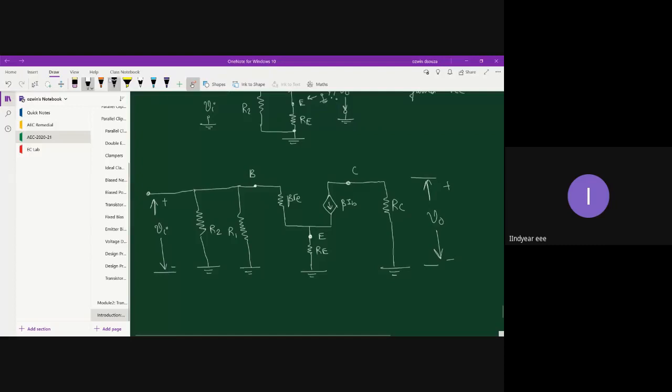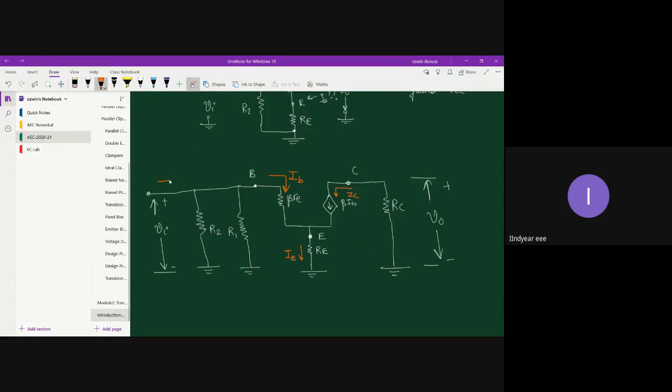Now, let me mark different currents here. I need to have your undivided attention here, or else you may lose me in between. So please follow very, very carefully. Mark the current directions. This is very important for this type of analysis. So this is IB, and through this, which current flows? IC flows, and through emitter, current IE flows. There are 3 currents now.